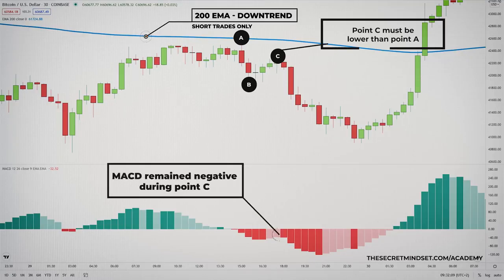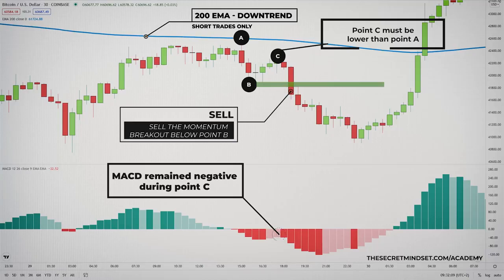When you spot the ABC pattern, you look for the momentum condition. During the formation of the third point, point C, the MACD histogram remains negative, below zero line, so negative momentum. The price breakout below point B support level indicates that the market is most likely to continue going down.